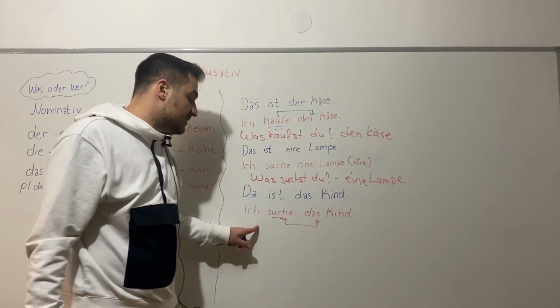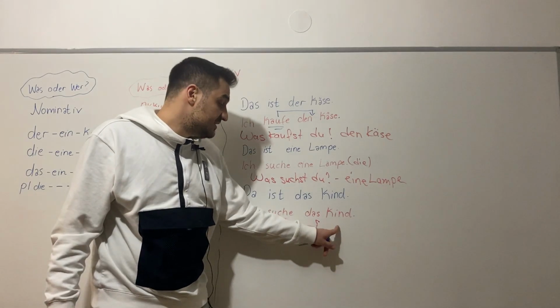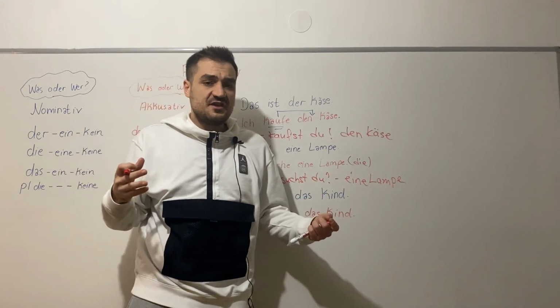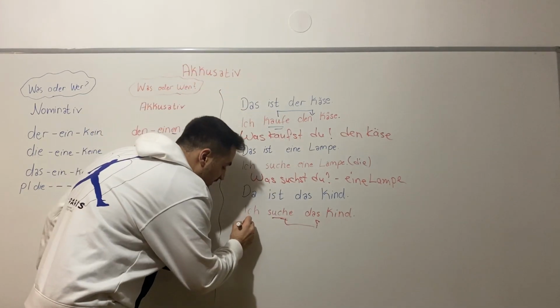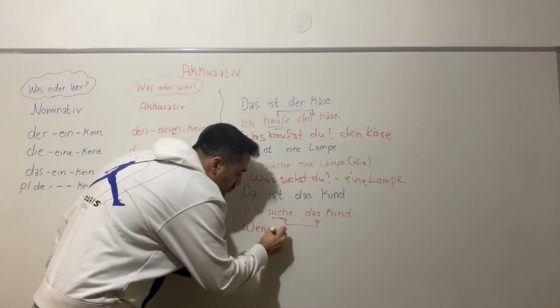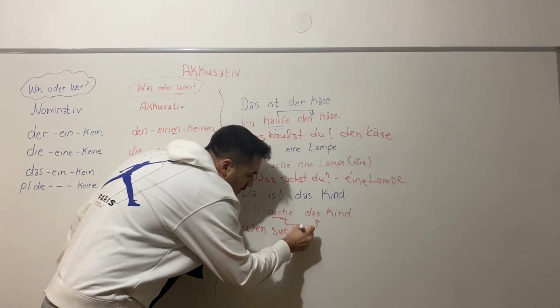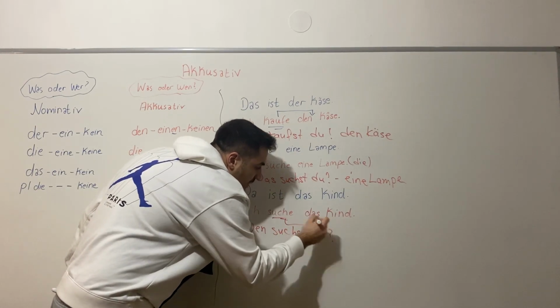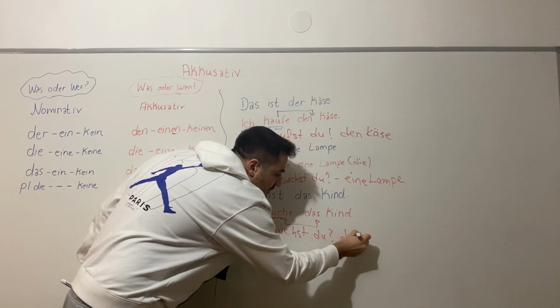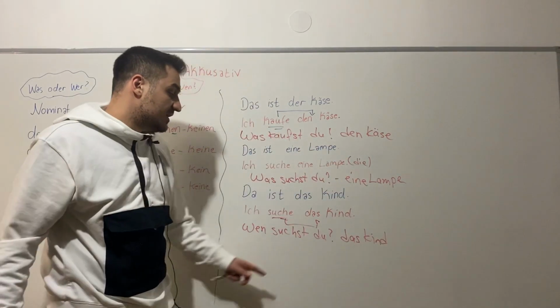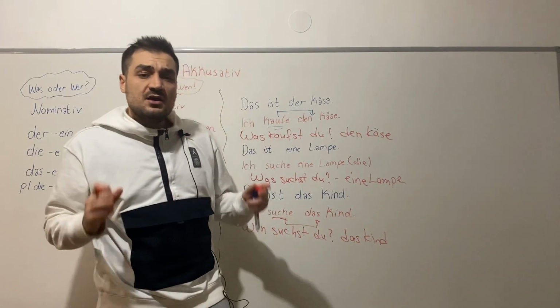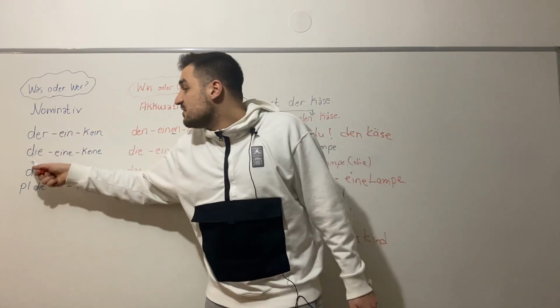The third example, ich suche das Kind. Kind, it's not a thing, it's a person. That's why we are asking with wen. Wen suchst du? The answer is das Kind. I'm searching the child. Now, okay, we did certain article with der, die, das.